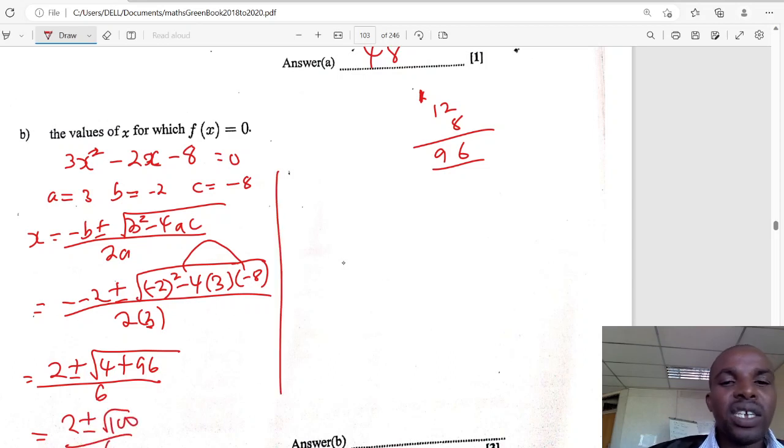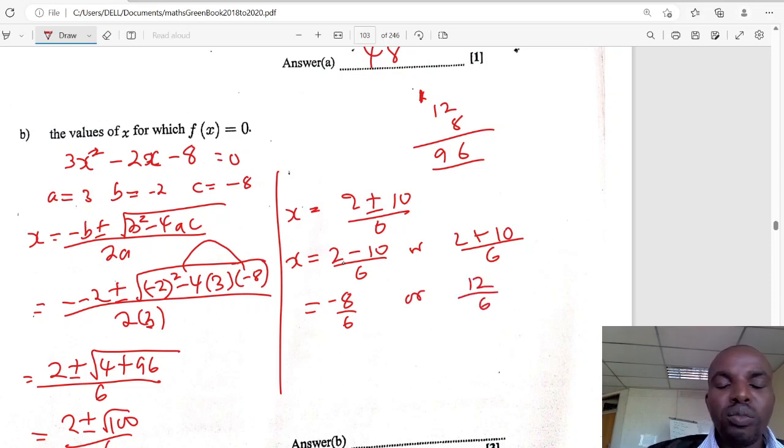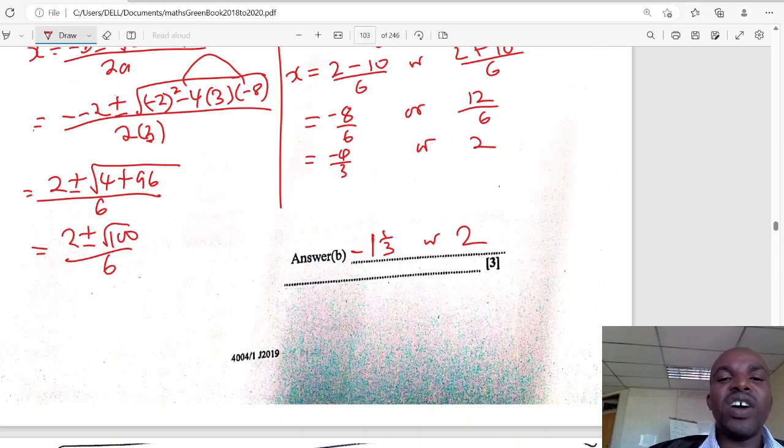The root of 100 is 10. So it will be 2 plus or minus 10 over 6. That will be your x. Then x is equal to 2 minus 10 over 6, or 2 plus 10 over 6. 2 minus 10 is minus 8, so minus 8 over 6, or 2 plus 10 is 12 over 6. So x is equal to, dividing by 2, minus 4 over 3, or 2. Minus 4 over 3 is minus 1 and 1/3, or 2. These are the values. Done.